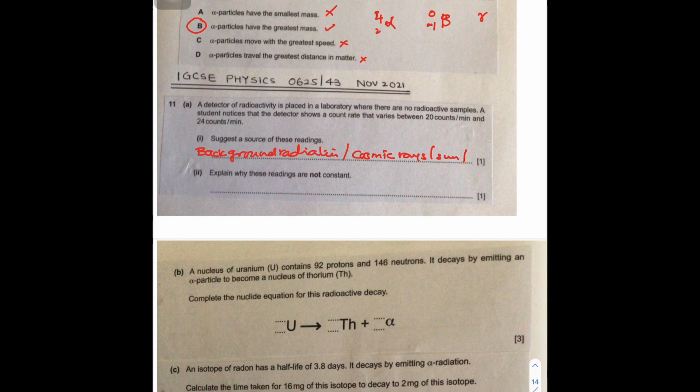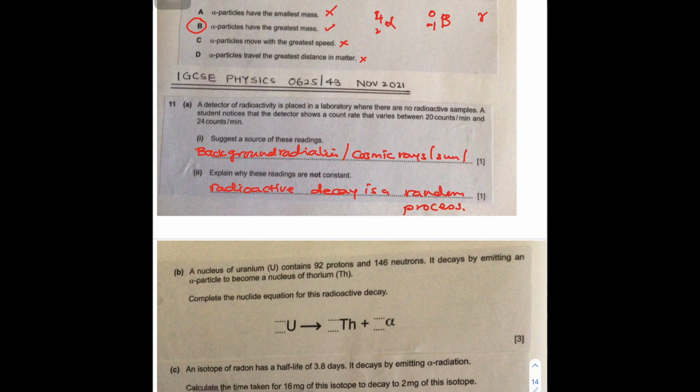Explain why these readings are not constant. Because radioactive decay is a random process. What does it mean? We cannot detect when that radioactive substance will disintegrate, right? We cannot predict the time. So that's why it can be any time. So that's the random process.